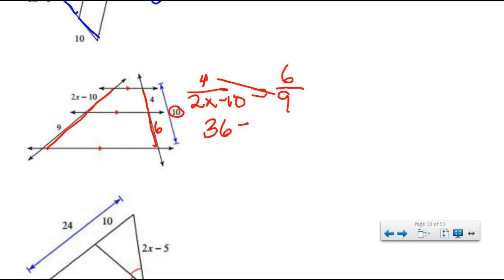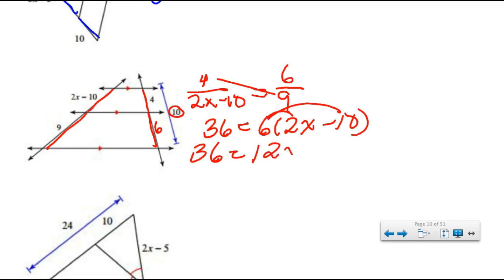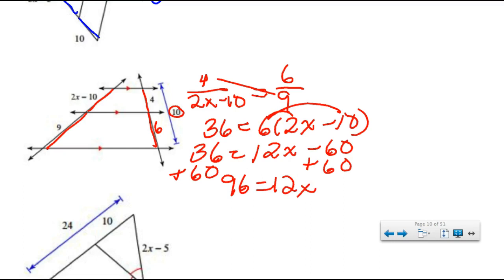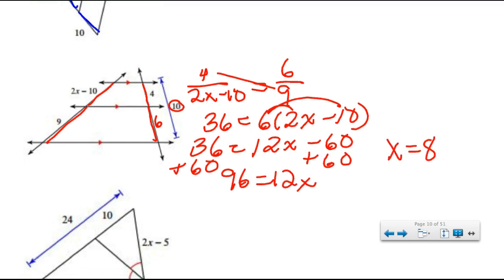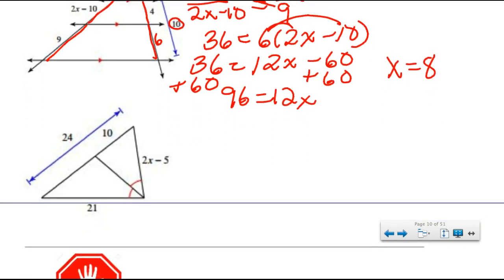4 times 9 is 36, and I'll have 6 times 2x minus 10. 36 then will equal, we're going to distribute this in, 12x minus 60. I'm going to add 60 to both sides. And I get 96 is equal to 12x. Dividing both sides by 12 gives me an x of 8. And I'm done.